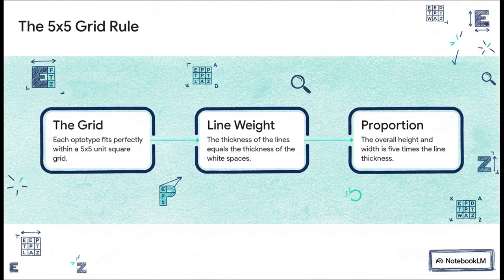This right here, this is the secret sauce. This 5x5 grid is the absolute key to standardization. Every single optotype, whether it's an E or a P or a Z, follows these exact geometric rules. And what that does is it ensures that the visual challenge of identifying any letter on a given line is consistent and totally comparable to any other letter on that same line.